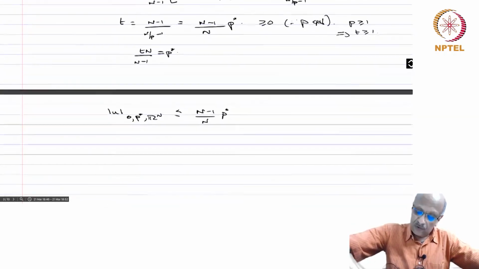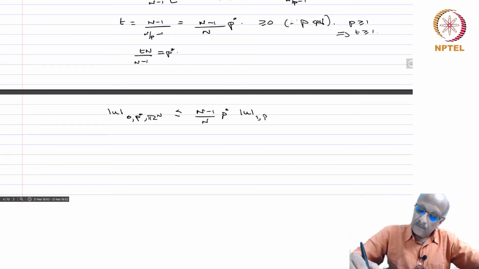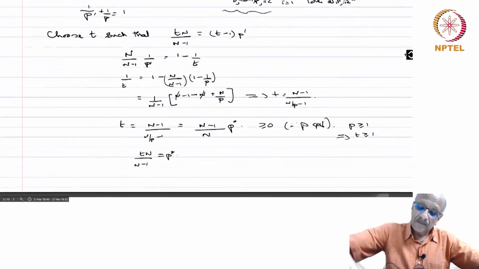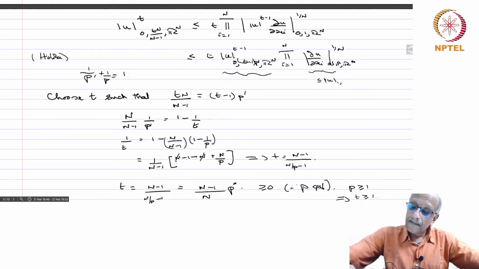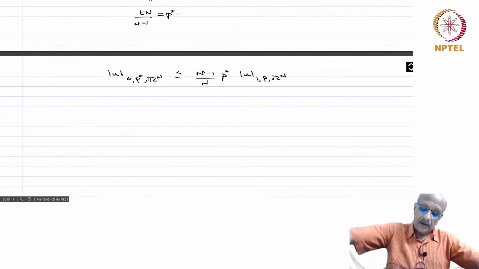And therefore you get this inequality into ‖u‖_{1,p,Rn}, because each of these is less than or equal to ‖u‖_{1,p,Rn}, and there are n of them, and then you are taking the 1/n power, and therefore you get just less than or equal to ‖u‖_{1,p,Rn}.